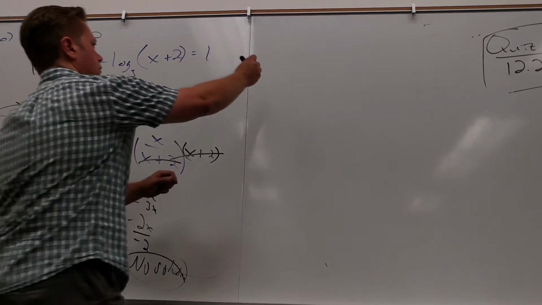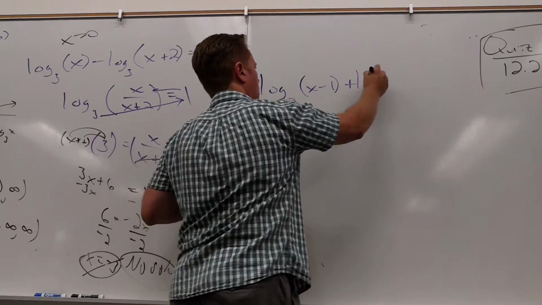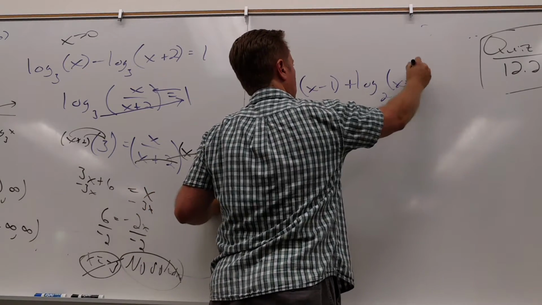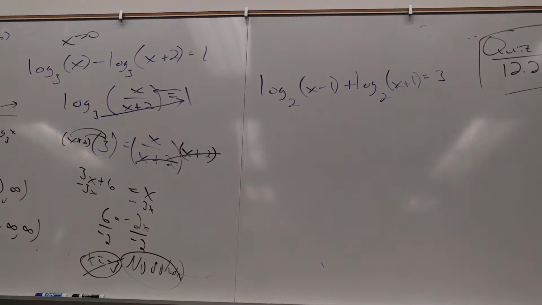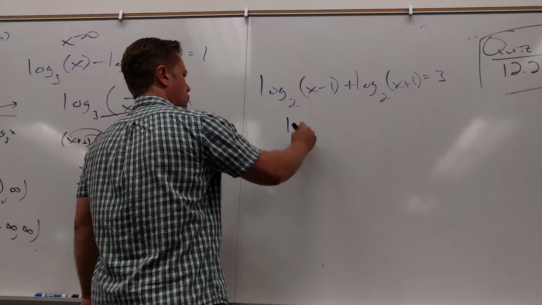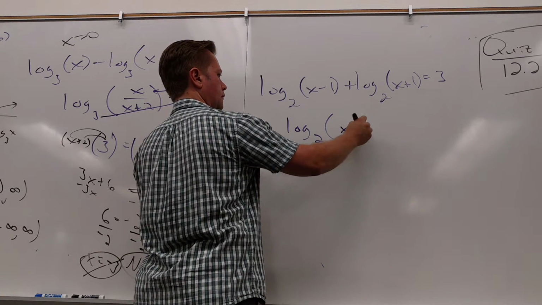Okay. Log base 2 of x minus 1 plus log base 2 of x plus 1 equals 3. Yeah, cool. Just have a nice answer. So how can I rewrite this immediately? Log base 2 of x minus 1 squared.